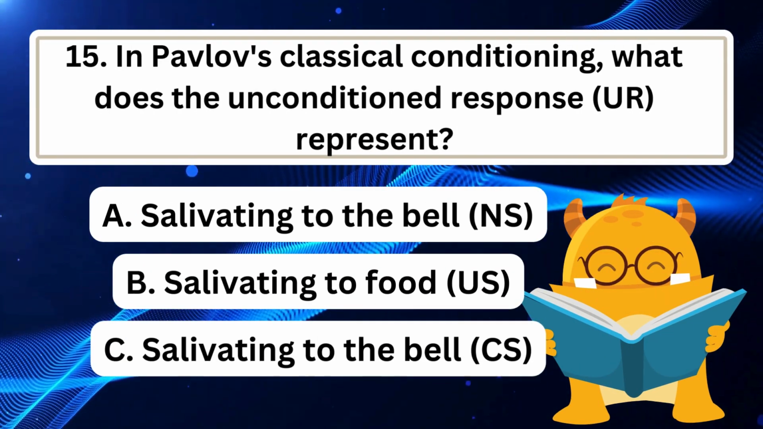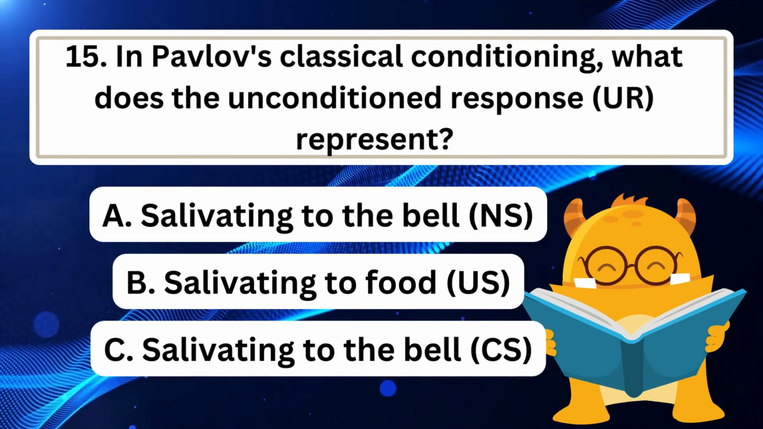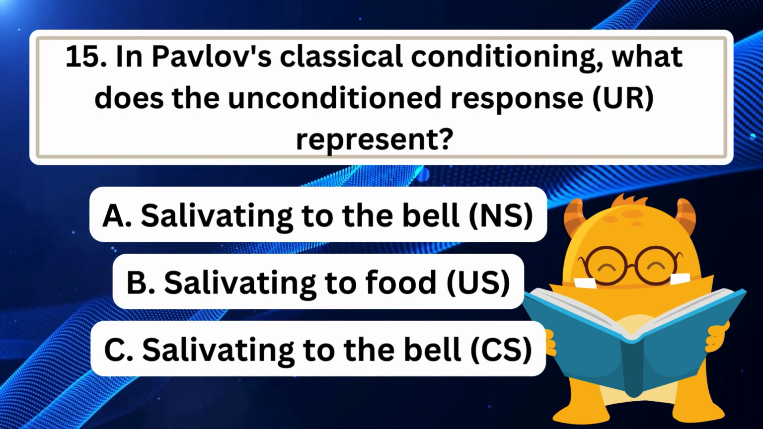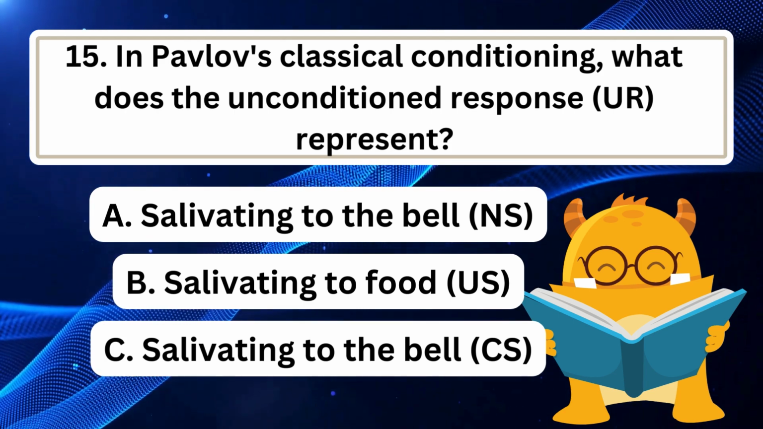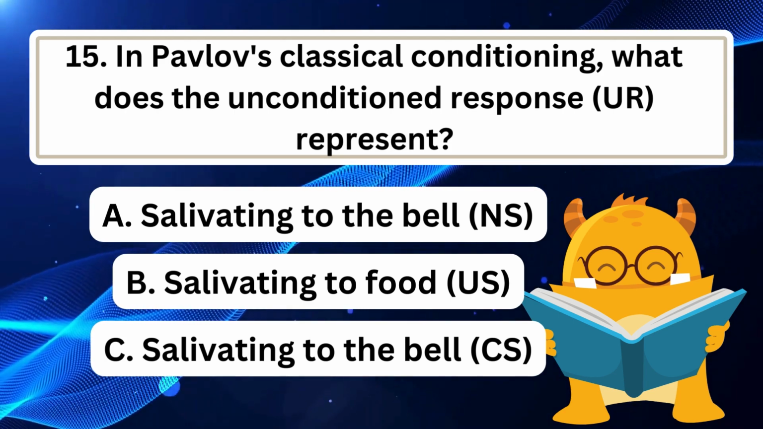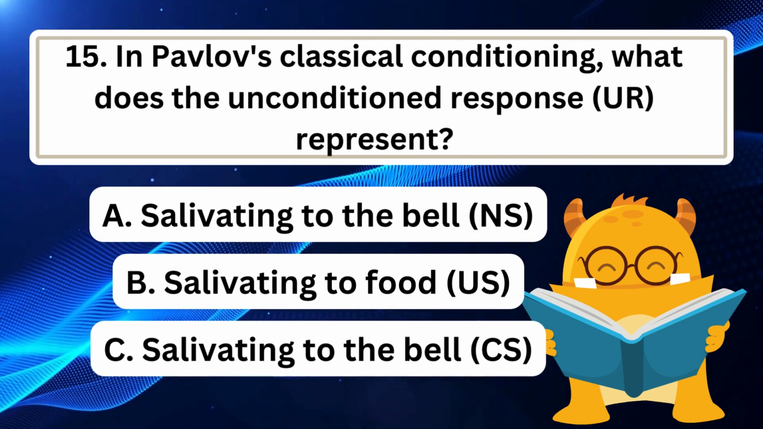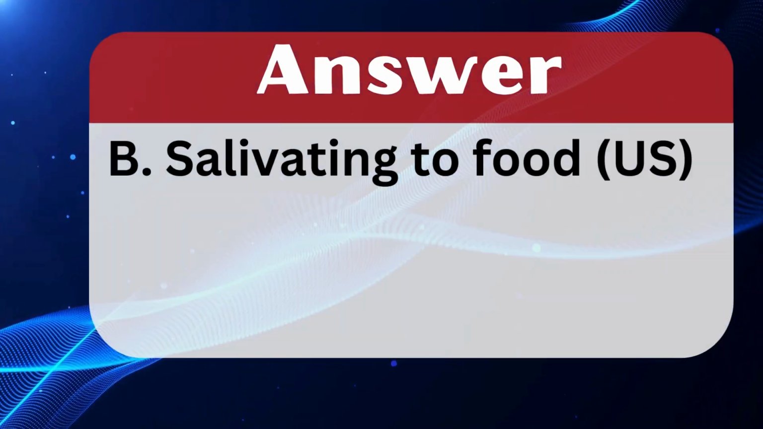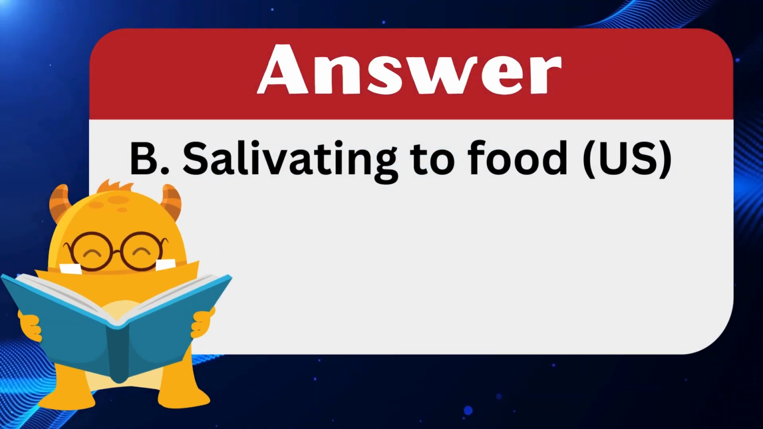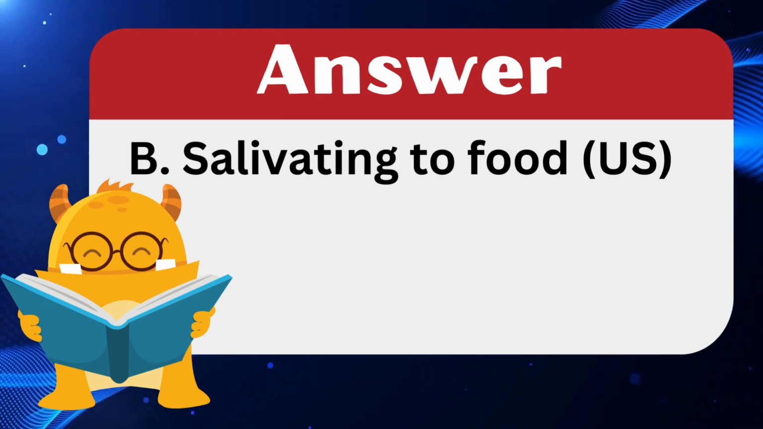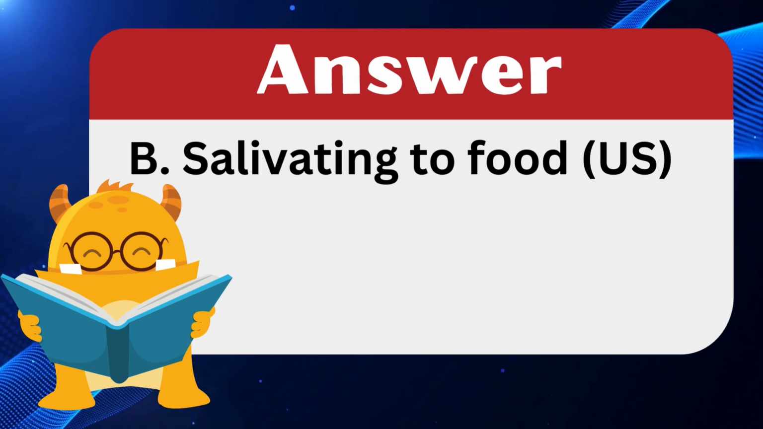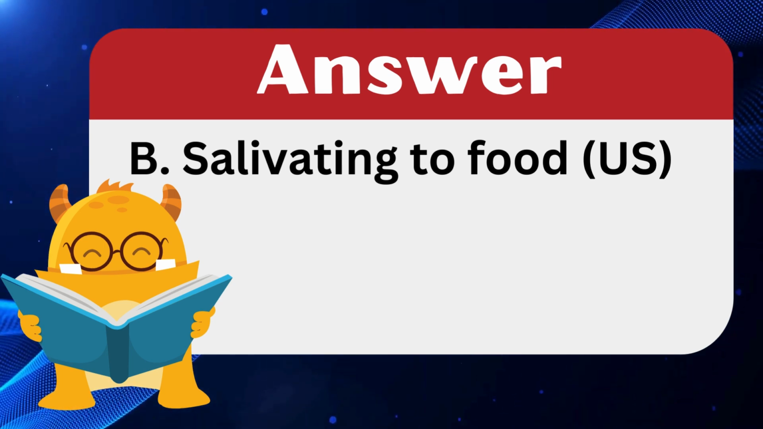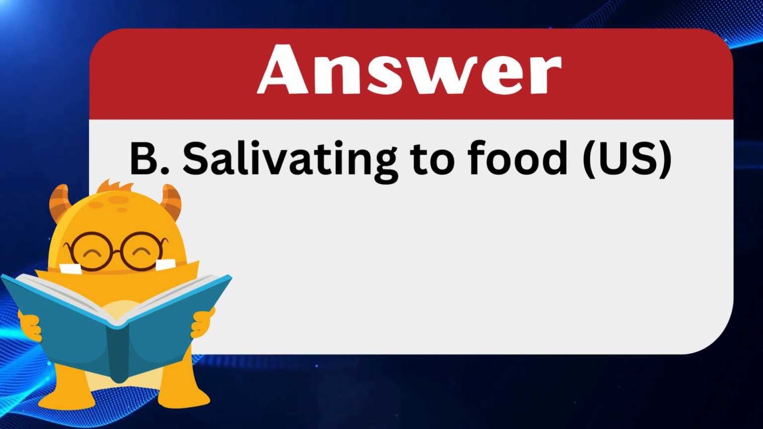15. In Pavlov's classical conditioning, what does the unconditioned response, UR, represent? A. Salivating to the bell, NS. B. Salivating to food, US. C. Salivating to the bell, CS. B. Salivating to food, US. The unconditioned response, UR, represents the natural response triggered by the unconditioned stimulus, US, which in Pavlov's experiment was the dog salivating in response to the presentation of food.